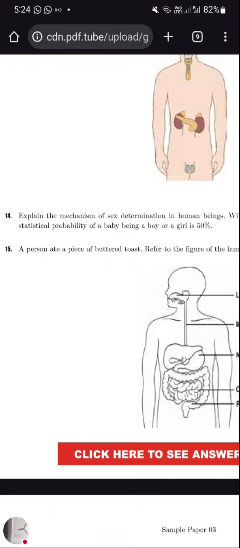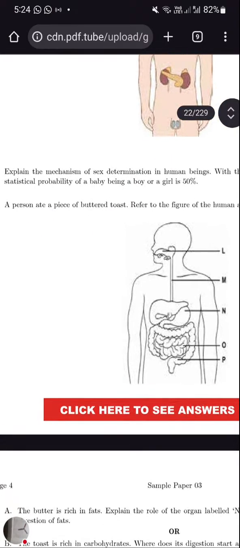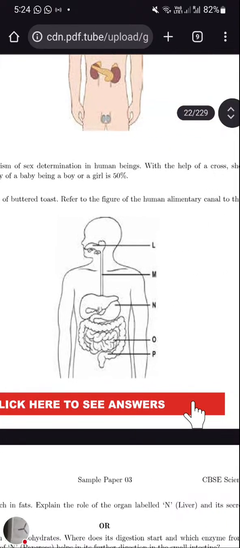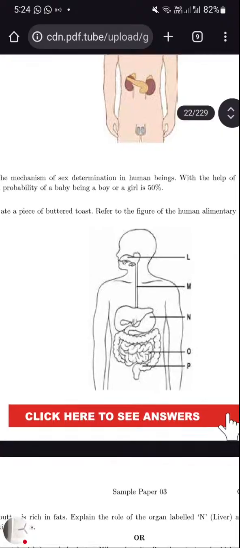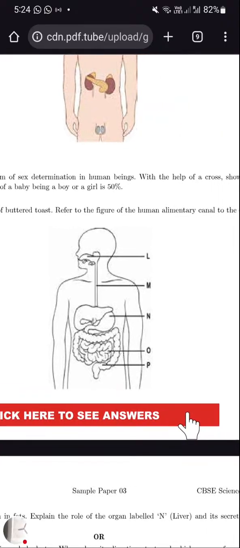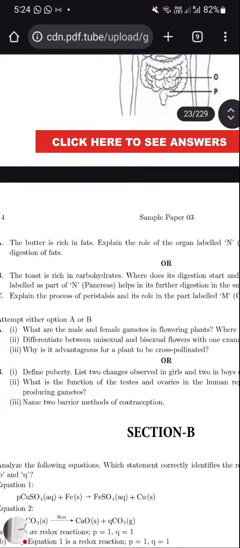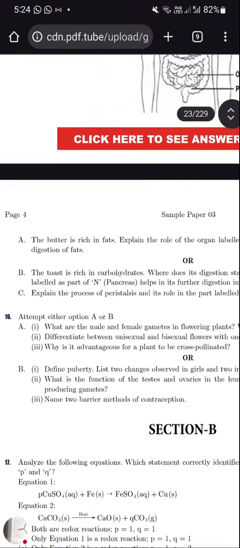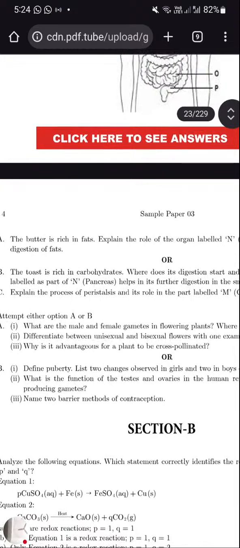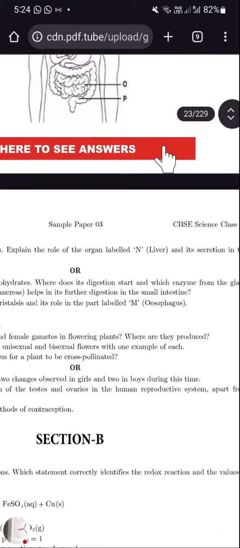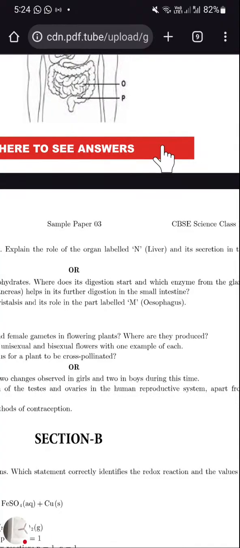Okay, here is the next question. A person ate a piece of buttered toast. Refer to the figure of the alimentary canal and answer the following questions. The first question is, butter is rich in fat, so here they are discussing fat. Explain the role of the organ labeled N. So liver. How does the liver help in digestion of fat?